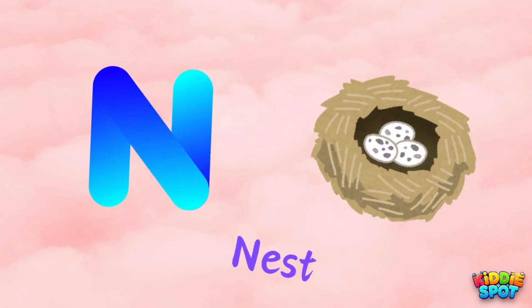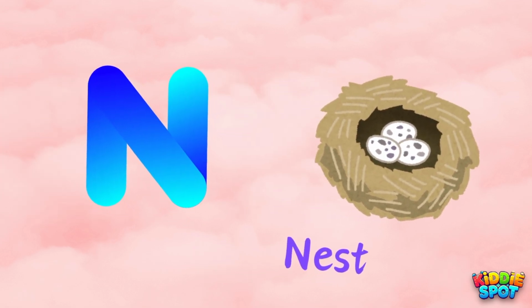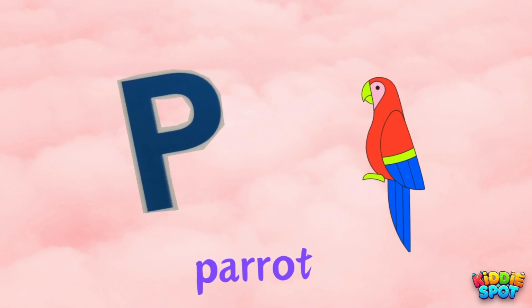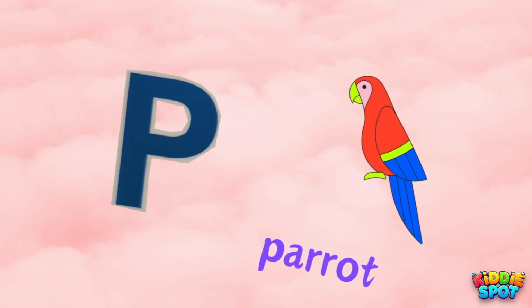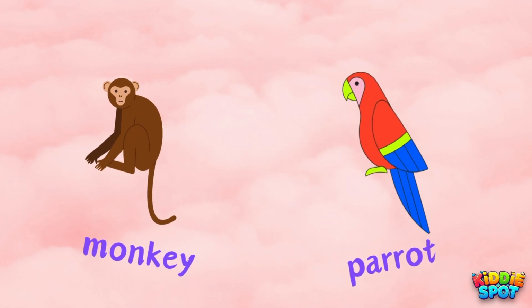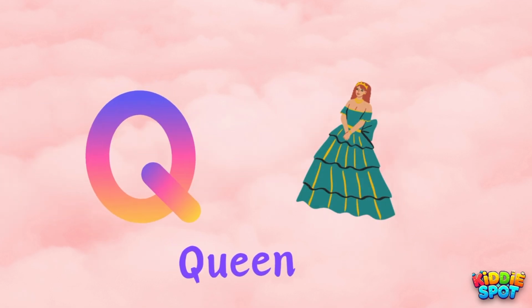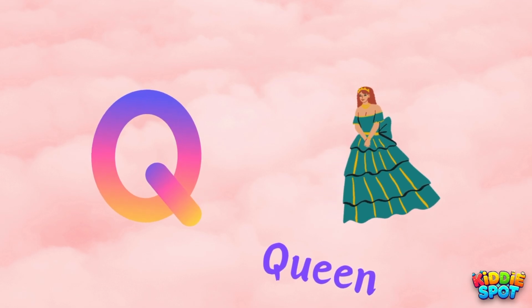N is for nest, N, nest. O is for orange, O, orange. P is for parrot, P, parrot. Q is for queen, Q, queen.